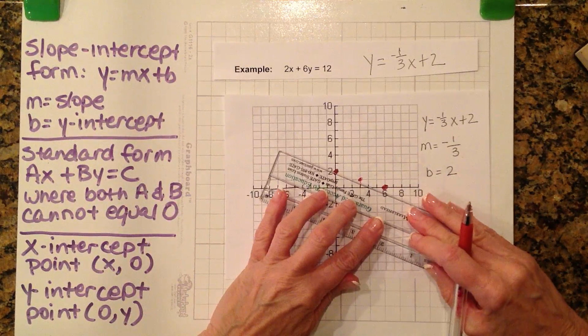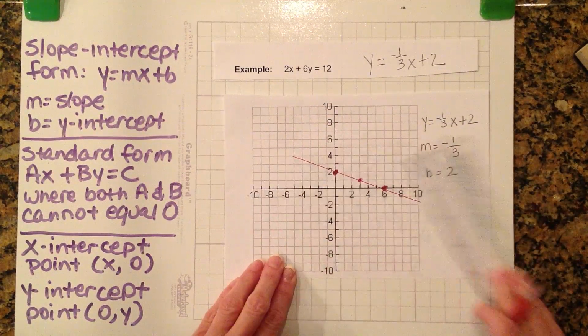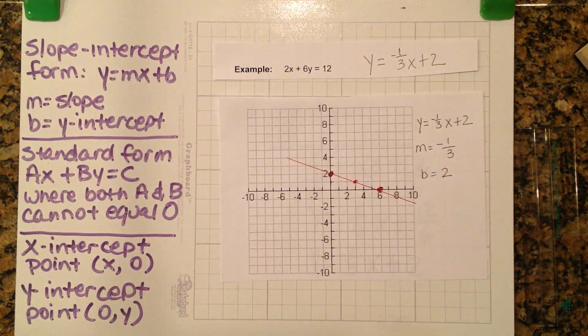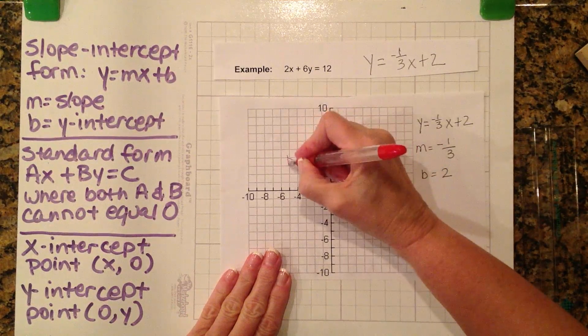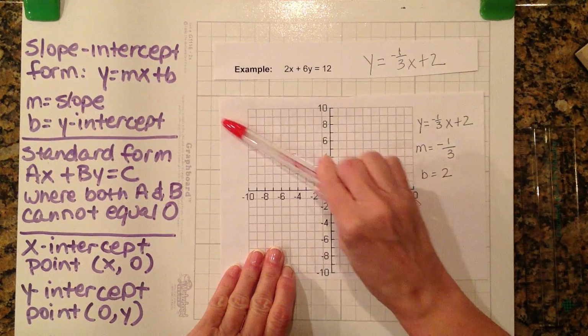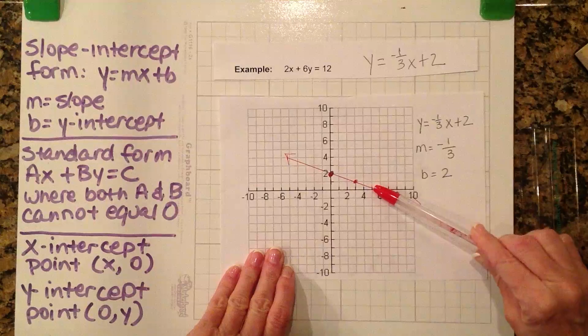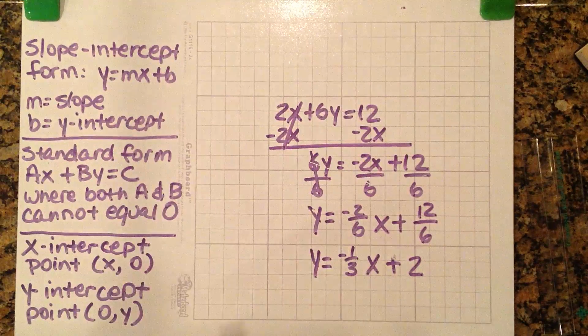Now I'm going to get a straight edge, and I'm going to draw my line. Now, that's not totally correct. What did I leave off on that example? Arrows. That means that this graph goes on forever way, way up here, and it goes on forever way, way down there. So do not forget your arrows. Okay, let's do another example.